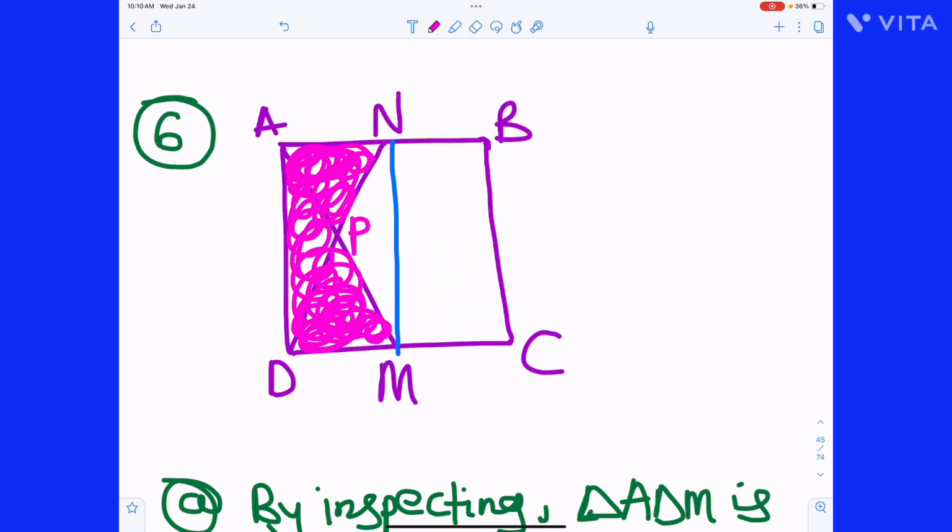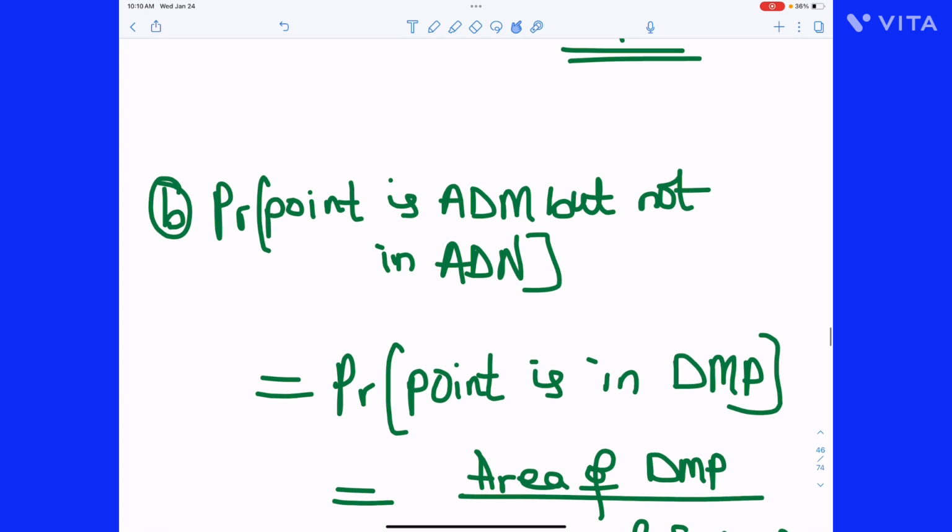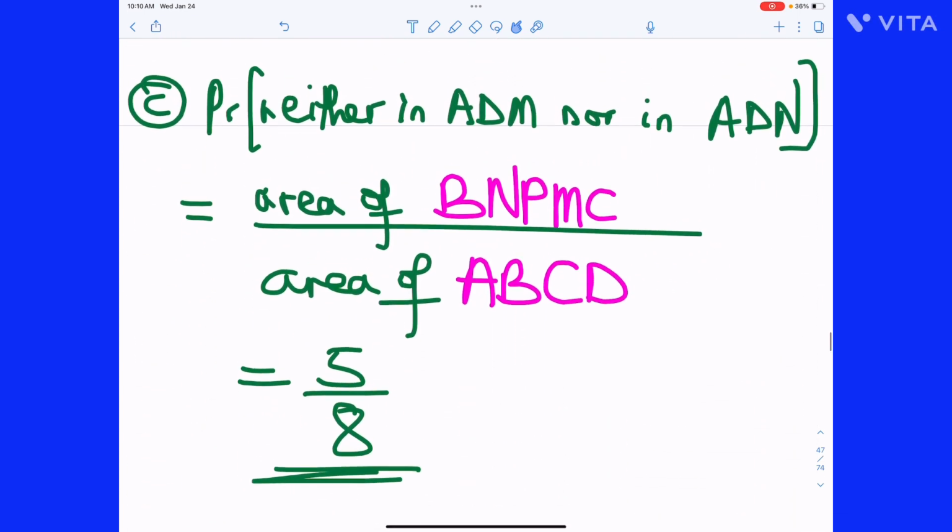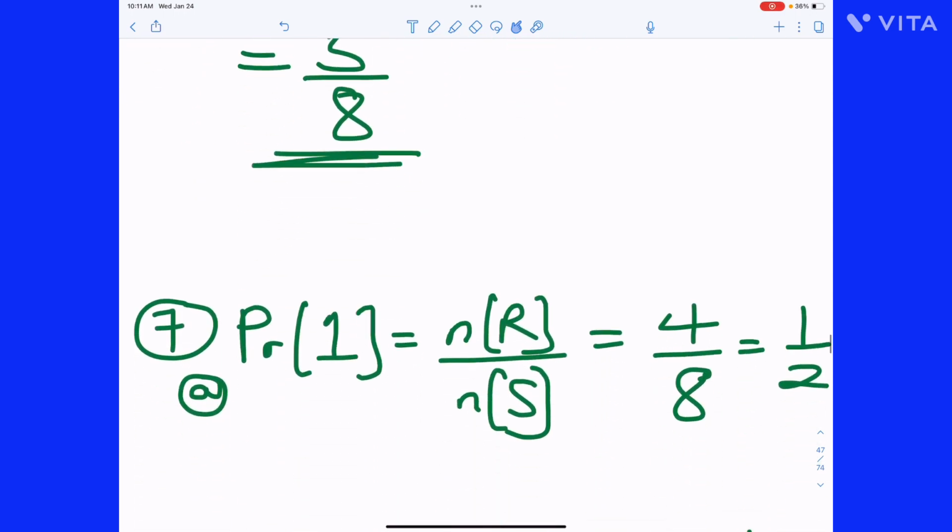If you look very well, this is just a quarter of the whole square. This is half of the whole square. You understand? Because there will be another 4 portions here. 1, 2, 3, 4. And this is another one. So that's 5/8 portions, 5 portions out of 8. So the area of this whole place now will be 5/8 of the whole square. So the area of that, which is BNPMC, is just 5/8 of the whole square.